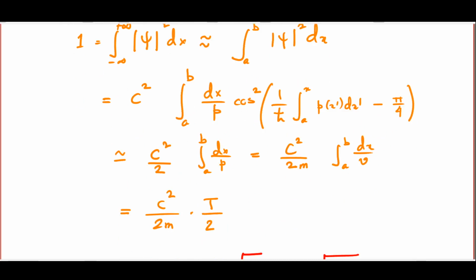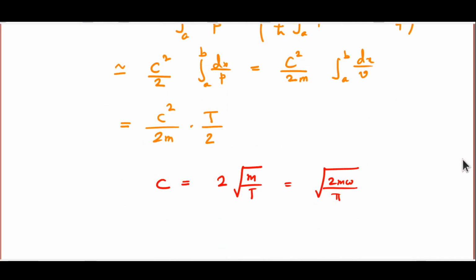So what we get is this normalization condition: c square into T by 4m has to be 1, or you can rewrite this to give you c equals twice root over m by T, or root over 2m omega by pi. So when we actually use WKB wave functions, we resort to this particular kind of normalization. It's not exact, but it's pretty close to being an exact normalization.